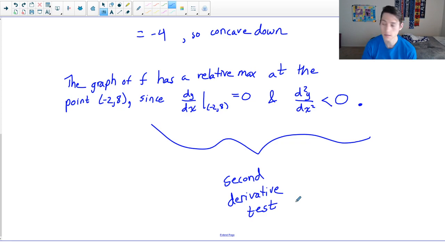This is just using, so we use the first derivative just to identify the critical points. Well, then, is it an actual max or min? Well, we use the second derivative to confirm one or the other. So we could also say, by the second derivative test. That would probably be acceptable as well.